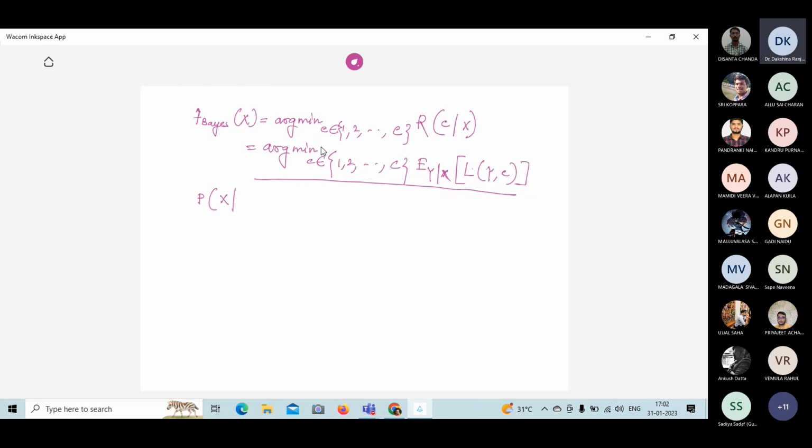This is the conditional probability that we have obtained in the posterior probability equation in the Bayes classifier. Here, if we write in simple form, we get probability of y given x equals probability of x given y, times probability of y, divided by probability of x. So this is the simplified form of the Bayes classifier. Now this conditional probability, probability of x given y, is called the likelihood. This is actually the marginal probability, and this is called the prior probability.